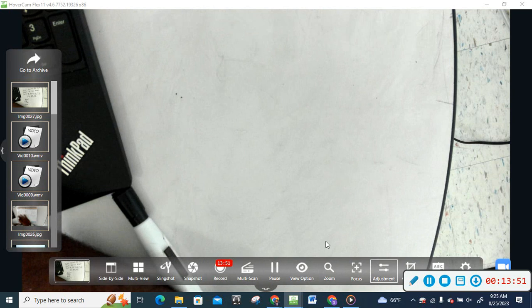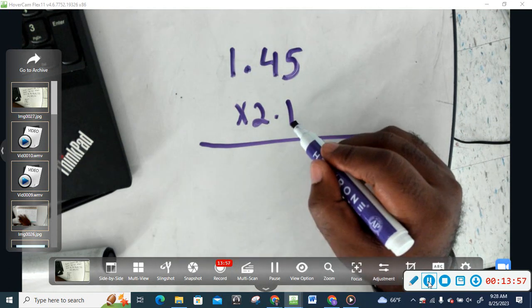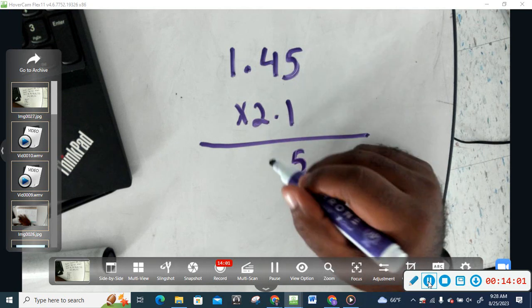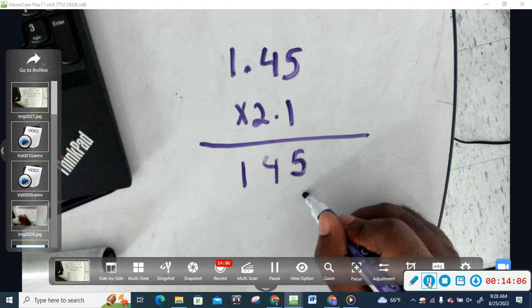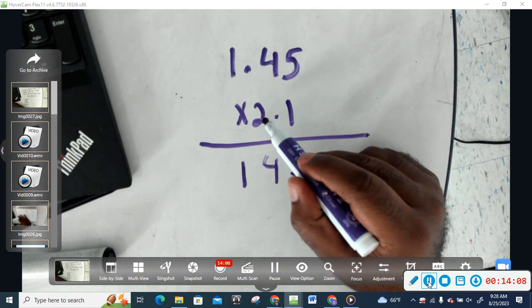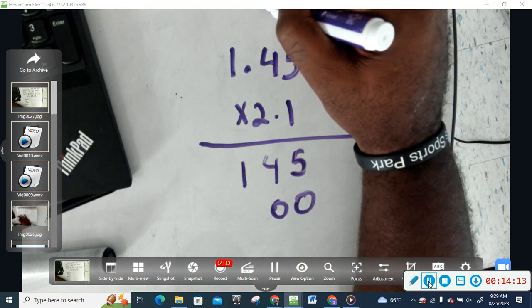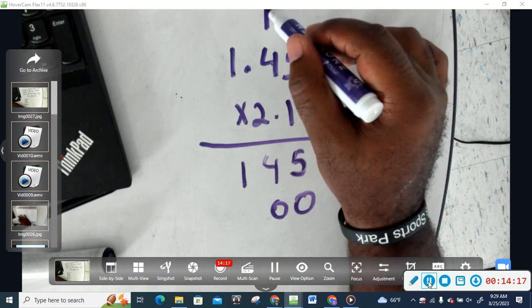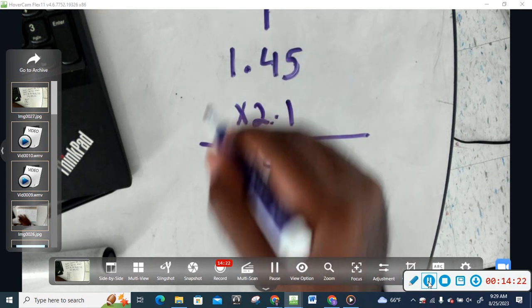I have a funny feeling on the non-calculator question. Like, you can get more points. Here we go. So, first things first. 1 times 5 is 5. 1 times 4 is 4. 1 times 1 is 1. Next row, I always start with my placeholder. All right, now I got 2 times 5 is 10. So I go 0, carry the 1. 2 times 4 is 8, plus my 1 is 9. 2 times 1 is 2.